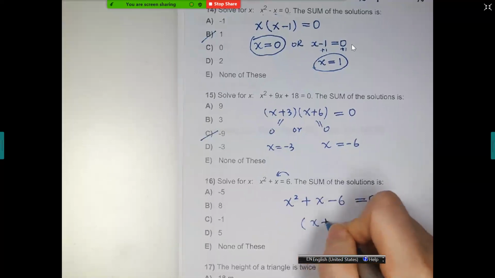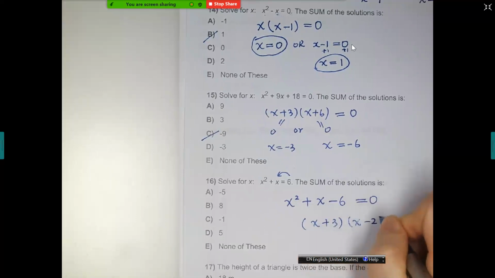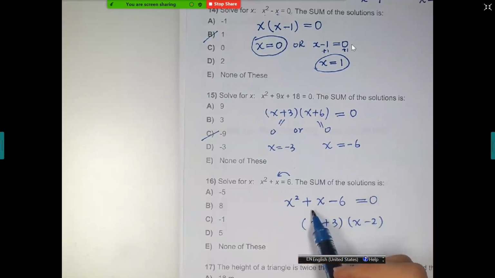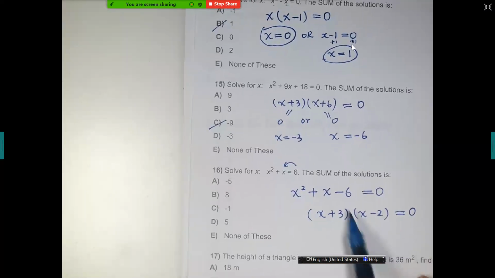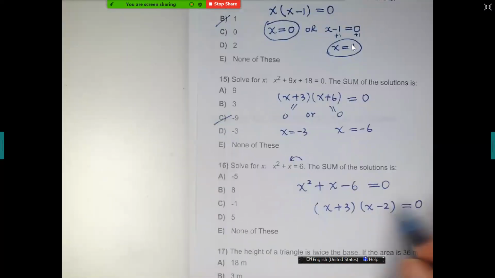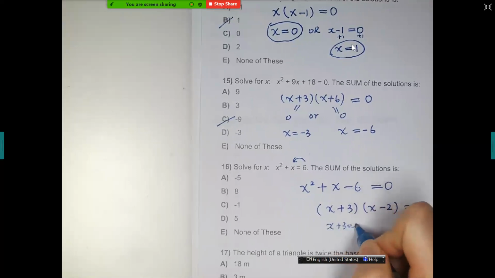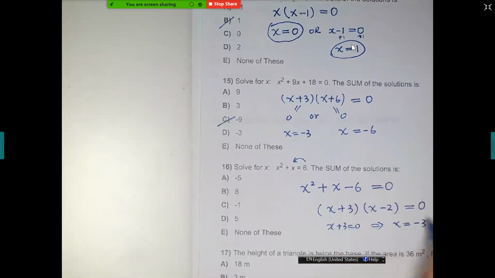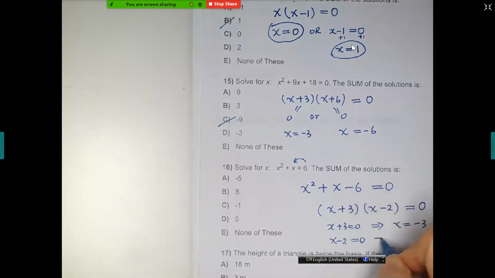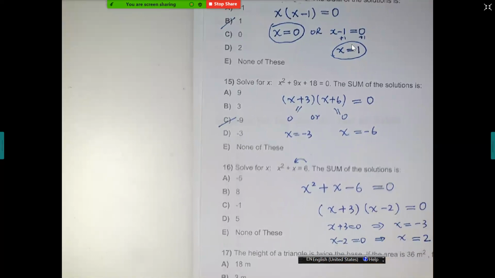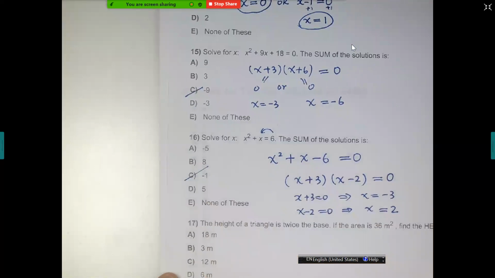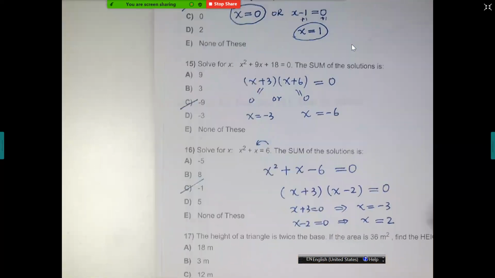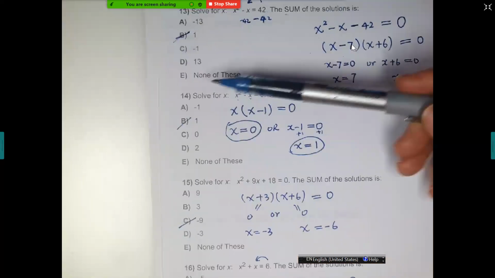I get x plus 3 times x minus 2, because 3 times 2 is 6, and 3 plus negative 2 is 1. Equals what? Equals 0. So don't be lazy and do not stop right here, continue. So x plus 3 equals 0, we get x equals negative 3. And x minus 2 equals 0, we get x equals positive 2. Negative 3 plus 2, what do we get? Negative 1, final answer.